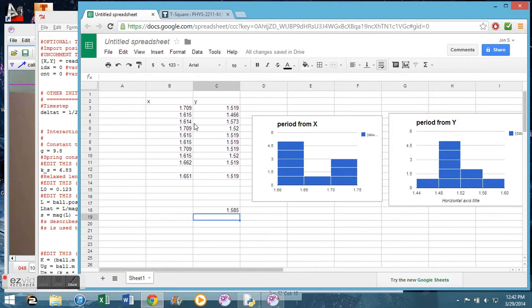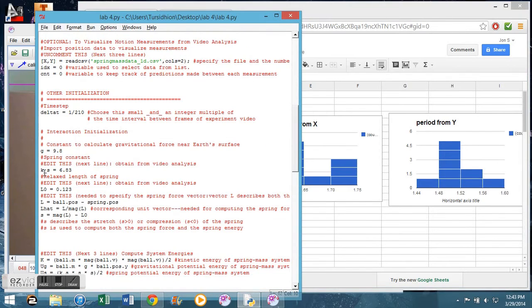We can then use this period data to find the spring stiffness and relaxed length of the spring, which are vital data. We know that the formula for period is that period is equal to 2 pi times the square root of m over k. Solving for k, the spring stiffness, we get k is equal to 4 pi squared times m over T squared. And if we solve this equation using the period data we just got, we get 6.83 as the spring stiffness.